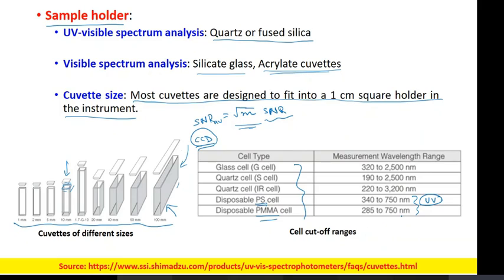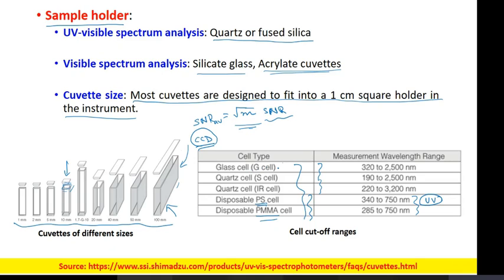But please be reminded, if you are having any plastic cells, plastic touch-feel cells, that might be the polystyrene or the PMMA cells, they are not to be used with the UV region. If you want to do the UV analysis, you cannot use these two cells. If you want to do both UV and visible analysis, then you have to go for the glass cell, quartz cells.